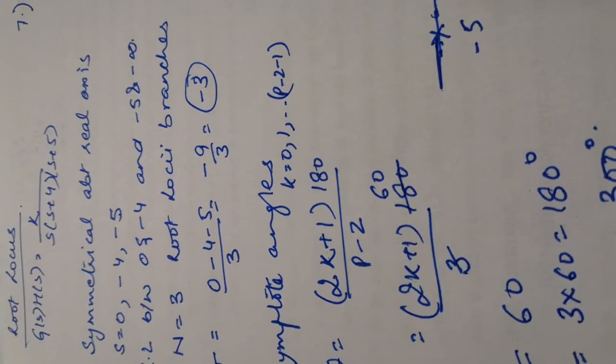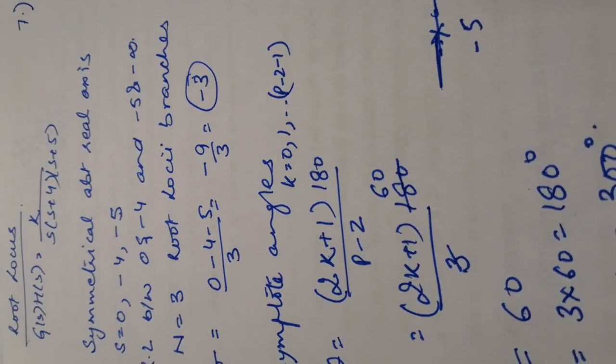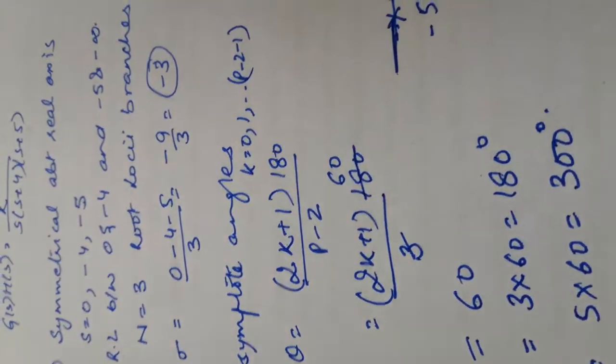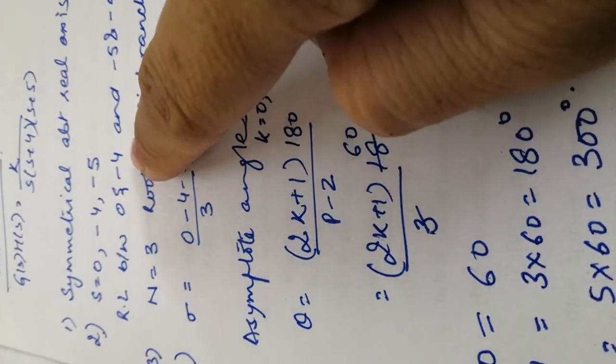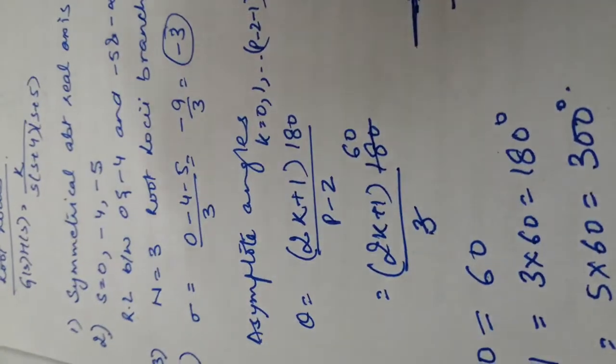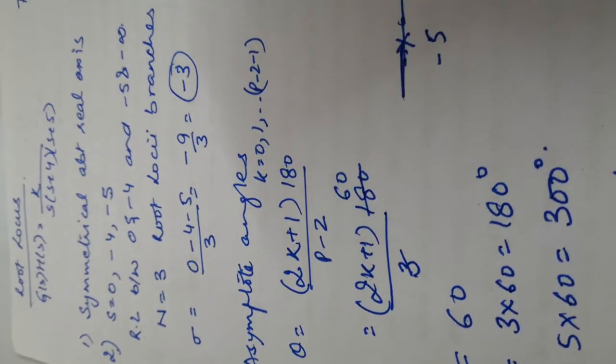G(s)H(s) is given as k upon s into s plus 4 into s plus 5, and now we are going to plot it. I have solved all the rules here. We know that now my poles are 0, minus 4, minus 5. There is no zero over there, only poles are there.